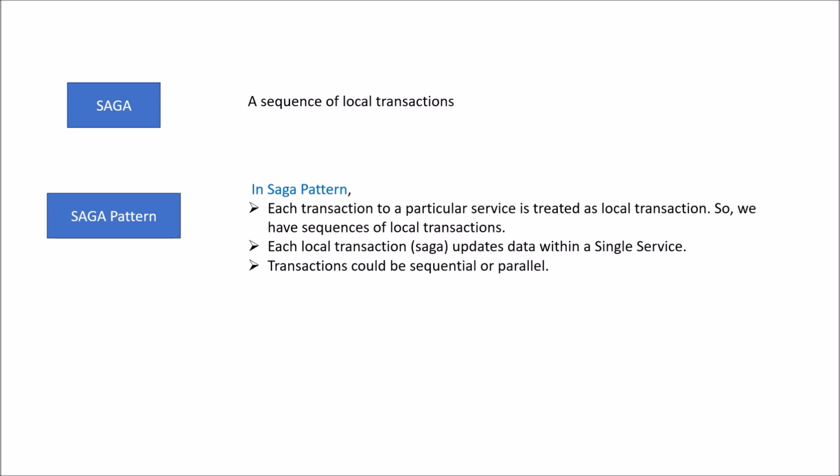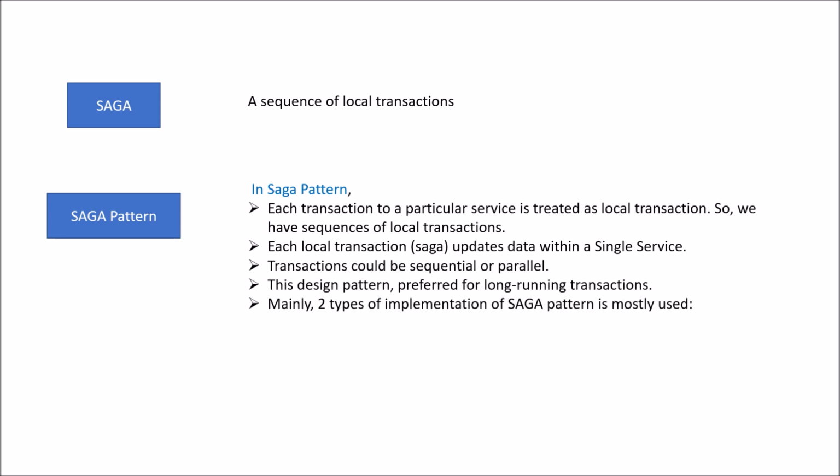Transactions could be sequential or parallel, meaning synchronous or asynchronous. This design pattern is preferred for long-running transactions. So if you have only 2 or 3 microservices, the Saga design pattern is not a preferable approach. But if your request is going through 5 microservices or 10 microservices, then for data consistency you can give a look to the Saga design pattern.